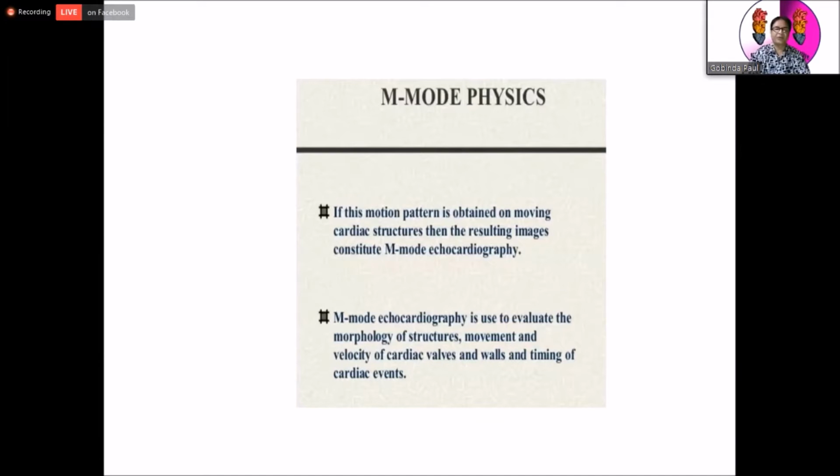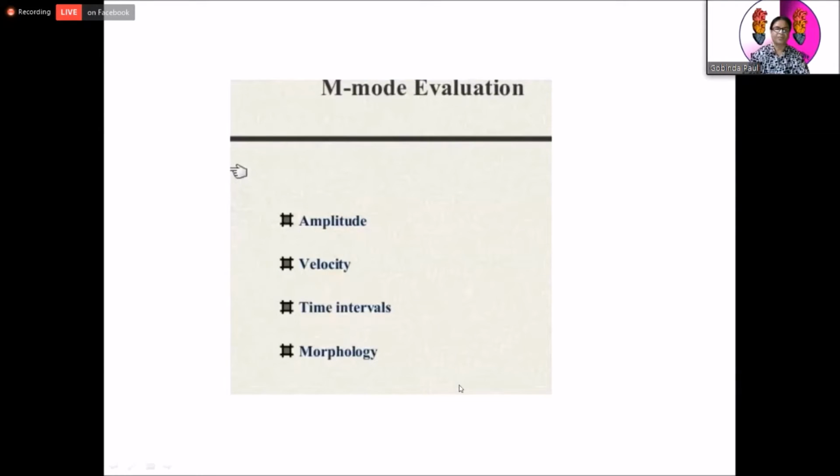Physics of M-mode: if this motion pattern is obtained on a moving cardiac structure, then the resulting image constitutes M-mode echocardiography. M-mode echocardiography is used to evaluate the morphology of structures, movement and velocity of cardiac valves and walls, and timing of cardiac events. During M-mode evaluation, many factors should be kept in mind, like amplitude, velocity, time interval, and morphology of the moving structure.